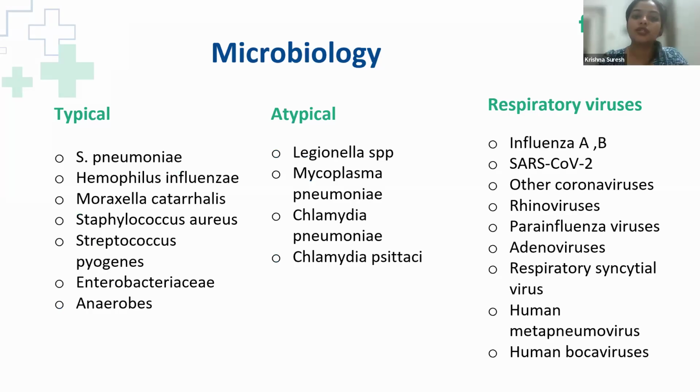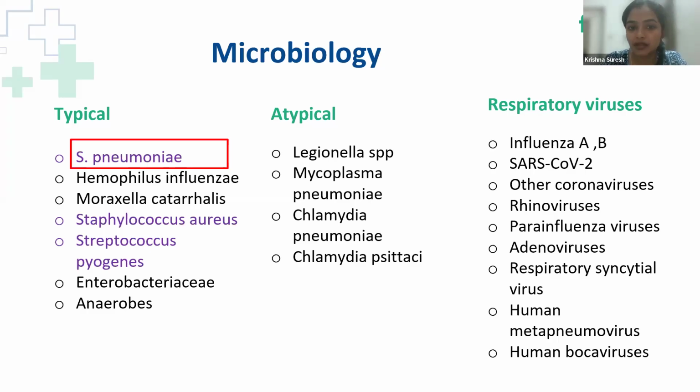Coming to the microbiology part, the most common causes of community-acquired pneumonia are classified into 3. That is, it can be caused by typical bacteria, atypical bacteria, and also respiratory viruses. The typical bacteria include Strep pneumoniae, Haemophilus influenzae, Moraxella catarrhalis, Staphylococcus aureus, Strep pyogenes, Enterobacteriaceae, and anaerobes. And among those highlighted in purple are the gram-positive ones.